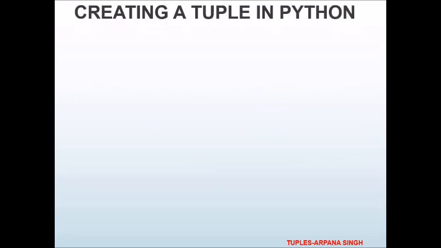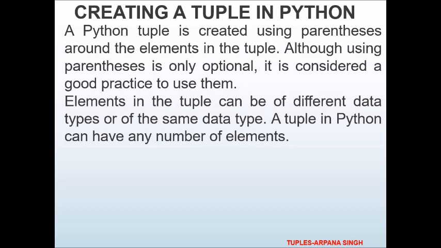Now how do we create a tuple in Python? A Python tuple is created with the help of parentheses around the elements in the tuple. Though the parentheses are optional, it is good practice to use them so that you will remember that it is a tuple. The elements in the tuple can be of different data types or of the same data type, and a Python tuple can have any number of elements.